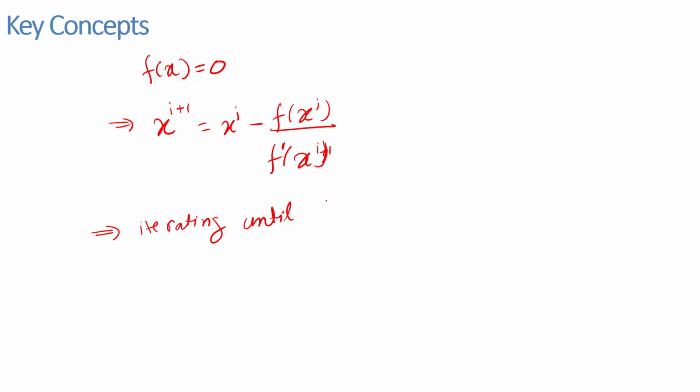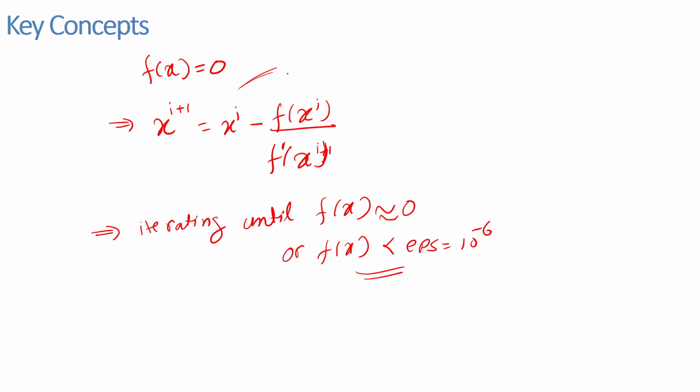until my function value is very close to 0. Or that is, I can say the absolute value of f of xi is less than some epsilon, let's say 10 raised to minus 6. So once my function value is close to 0, then we can say that xi is my solution of this equation f of x equal to 0. So this is the concept we will be using to solve the question that was posed.